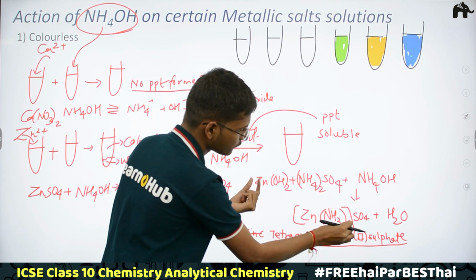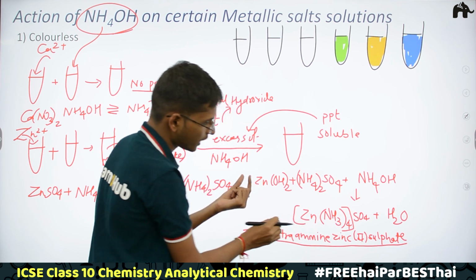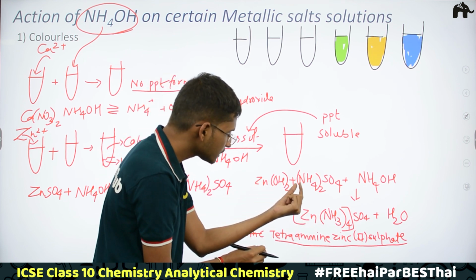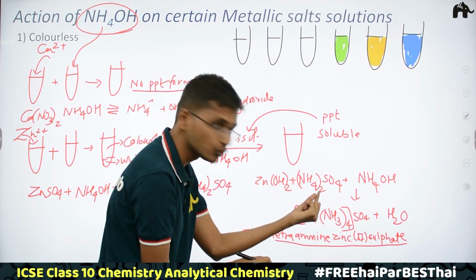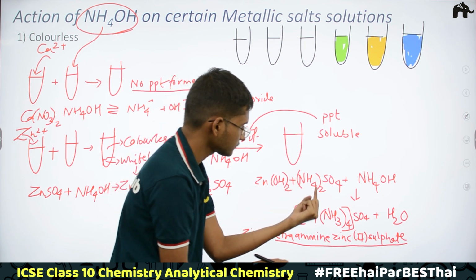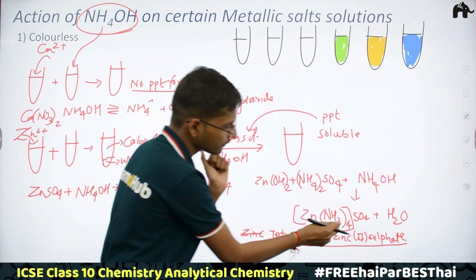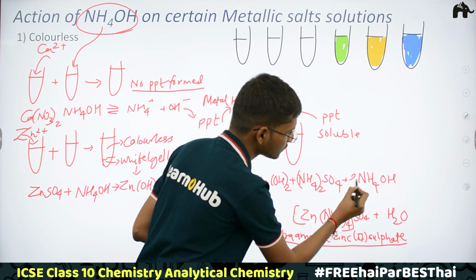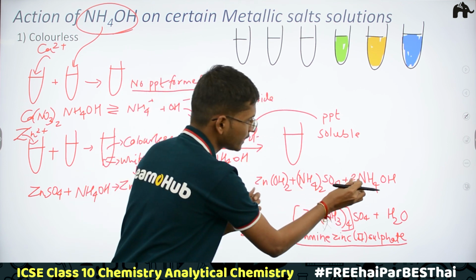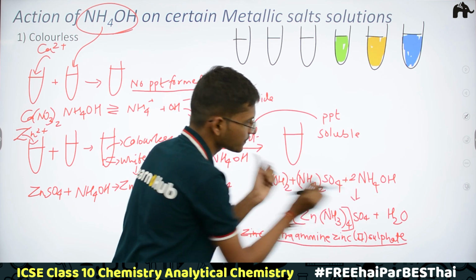Then nitrogen, 4 nitrogens. Here you can see clearly there are 2 nitrogens, NH4 into 2 nitrogens, and here there is 1 nitrogen, so 3 nitrogens. On this side there are 4 nitrogens, so I would write 2 here. So 2 nitrogens and 2 nitrogens, 4 nitrogens, balanced.